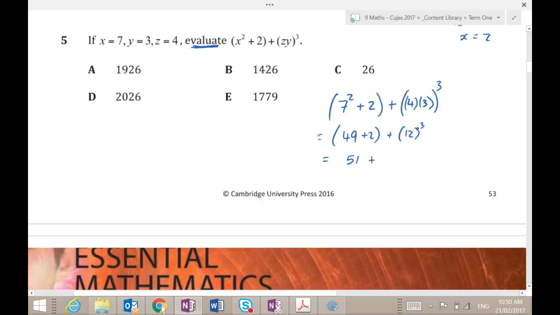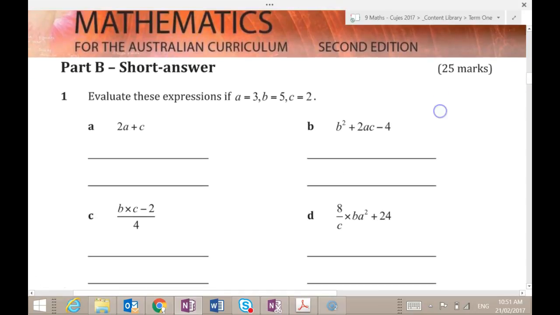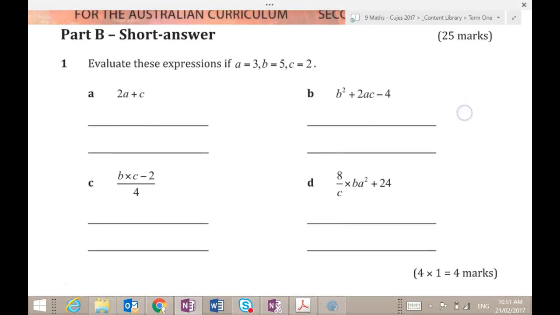So anyway, when we do 12 to the power of 3, 1728. And we add that together with the 51, and we get 1779. Answer E. Did other people agree when they went 12 cubed? Very good. Well, that's part A done. I'm going to stop that video there.